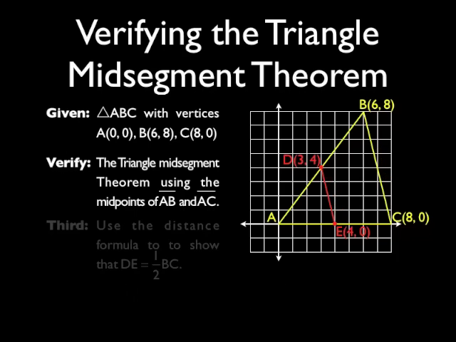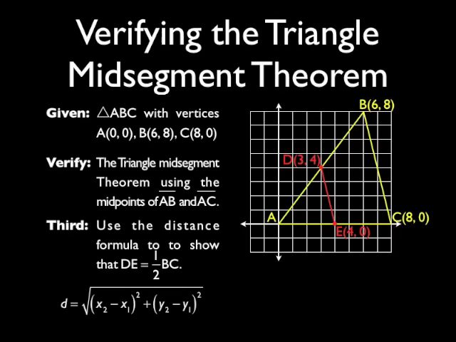Our third step is to use the distance formula to show that segment DE is half as long as segment BC. Now the distance formula is a little bit more complex, so let's go through it here. For segment DE, we use our x-coordinates and subtract them, 4 minus 3, and our y-coordinates and subtract them, 0 minus 4. We'll square both of those differences and take the square root, and that gives us the square root of 17.